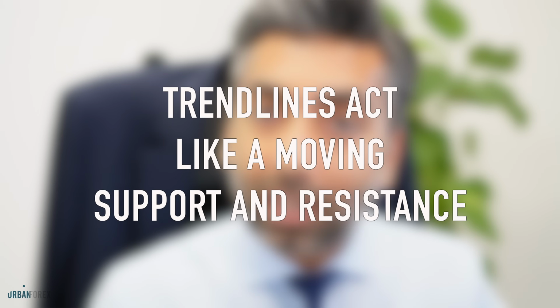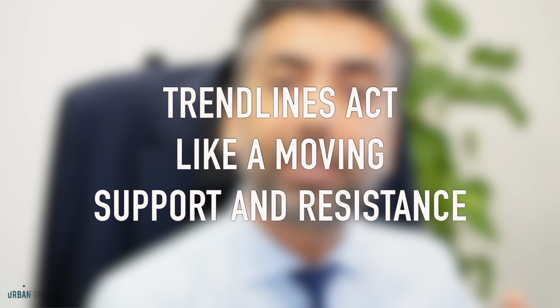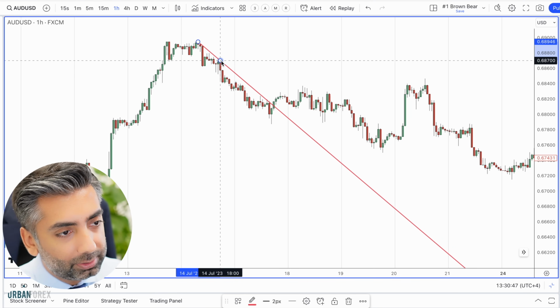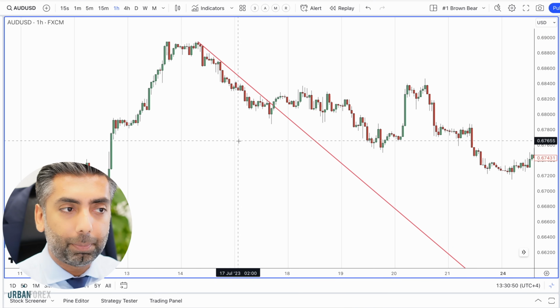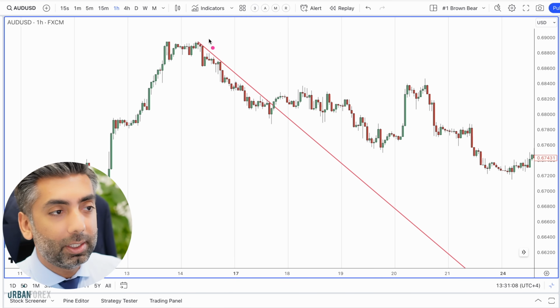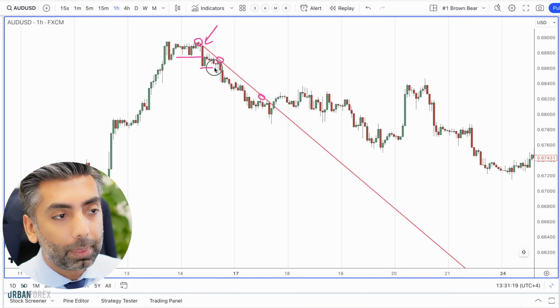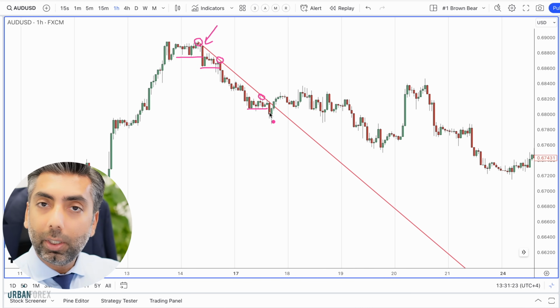What we want to understand is that trend lines act like a moving support and resistance. Let me explain. If I draw my line from here and connect these areas, I'm going to give you a tip. The way to draw these trend lines is, wherever you connect the pivots, make sure you connect them to areas where they sharply move away to make new lows. These are the ways you have to connect them.